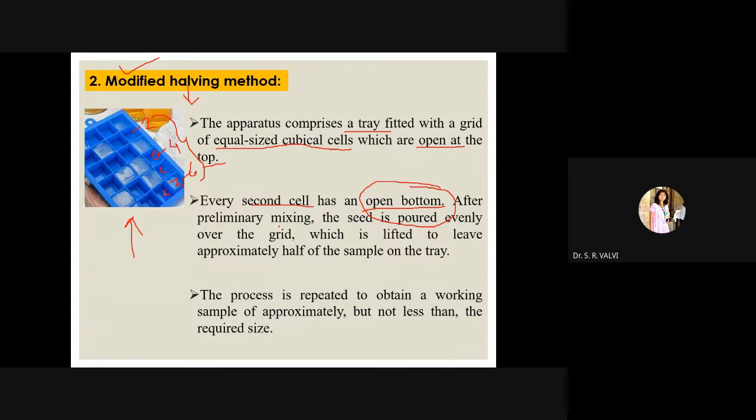After preliminary mixing, the seed is poured evenly over the grid, which is then lifted to leave approximately half of the sample on the tray. This process is repeated to obtain a working sample of approximately but not less than the required size. Till you get the required sample, you have to do this procedure. You have to take out the seeds from the cubical cells which have the open bottom. From that part, you take the seeds and consider them as sample seeds.